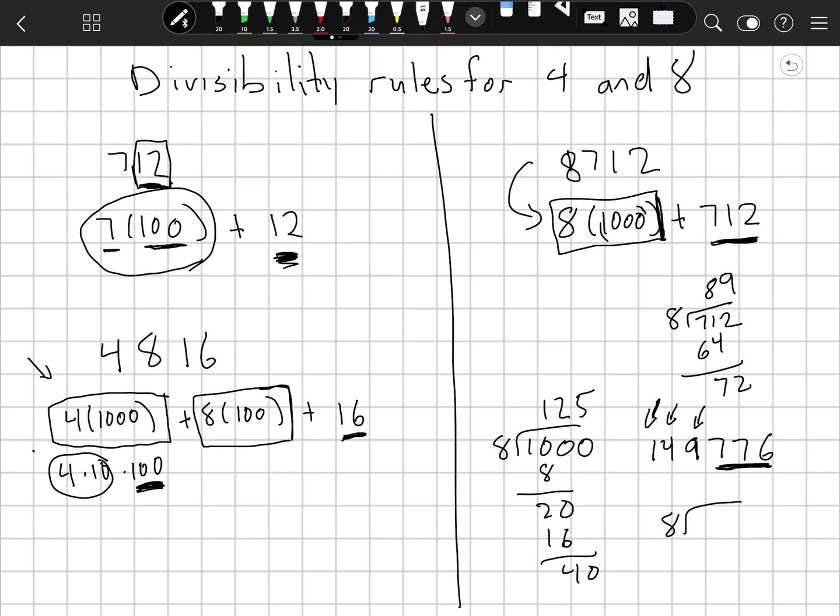So let's just go 8 into 776 and see what we get. 8 times 9 is 72. And 8 times 7 is 56. So it would be divisible by 8.